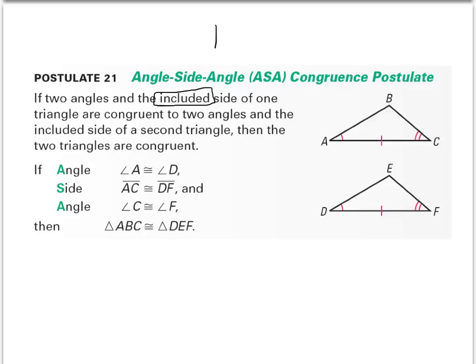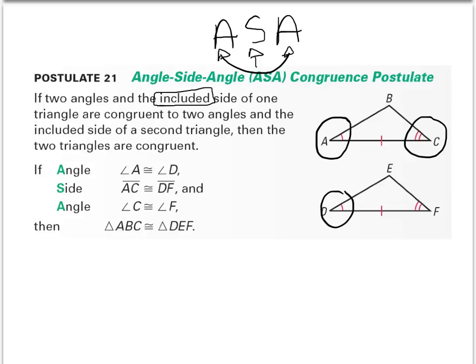And once again, I'll remind you, if it's easy to think about it, think about this. We're talking about angle, side, angle. So the side needs to be in between the A and the A, or the angles. So in this diagram here, we have angle A, which is congruent to angle D, angle C, which is congruent to angle F, and then we have this congruent side here of AC and DF. Notice that these are included in between the two angles.